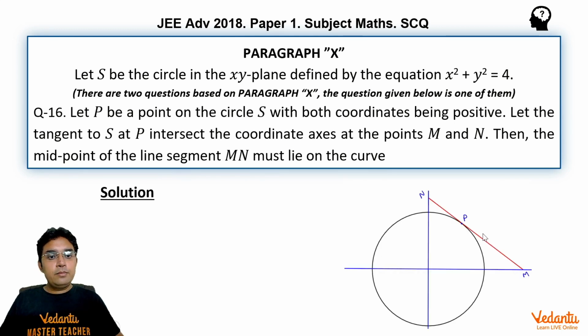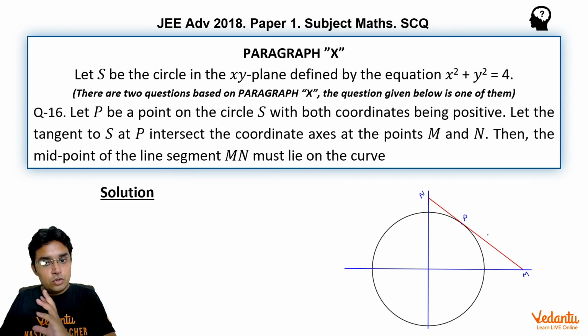So the diagram should look like this, because we are given this P point is having both coordinates positive, so it will be in first quadrant, and it is meeting x-axis, y-axis at M and N. And we need to find the locus of midpoint of MN, or if we can say, we have to find on which curve this midpoint of MN must lie. So to find it, we have two approaches. The first approach can be that we start with midpoint of this MN.